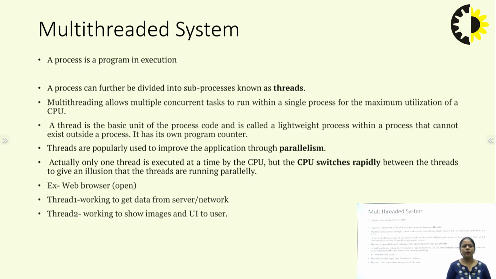Threads are used to improve the application through parallelism. To increase the parallelism in the system, we use threads. Threads are used in different types of applications like a web browser. For example, you can see here thread 1 is working to get data from the server and network, and thread 2 is working to show images and UI to the user. So, in this case, two threads are working here. A process can be divided into multiple threads, and these threads will be executed simultaneously or concurrently in the system so that parallelism can increase. So, this is the multi-threaded operating system.